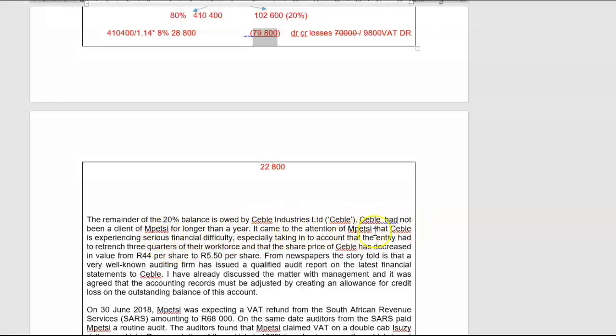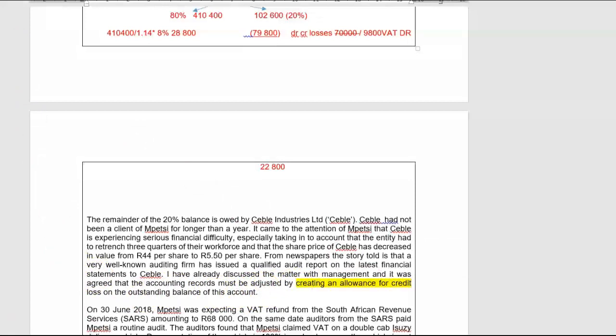It came to the attention of Mpetsi that Cable is experiencing serious financial difficulty, especially taking into account that the entity had to retrench 3/4 of their workforce and that the share price of Cable has decreased from 44 Rand per share to 5.50 Rand per share. It sounds like Sasol. From newspapers, the story told is that a very well-known auditing firm has issued a qualified audit report on the last financial statements of Cable. I've already discussed the matter with management, and it was agreed that the accounting records must be adjusted by creating an allowance for credit losses on the outstanding balance on this account.